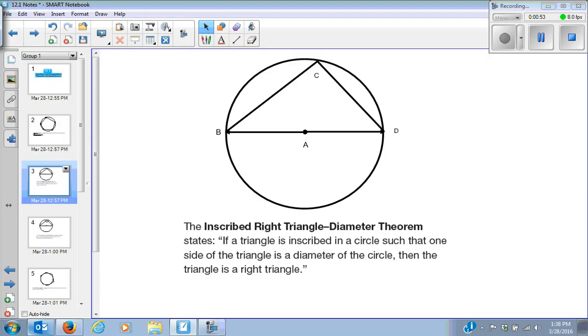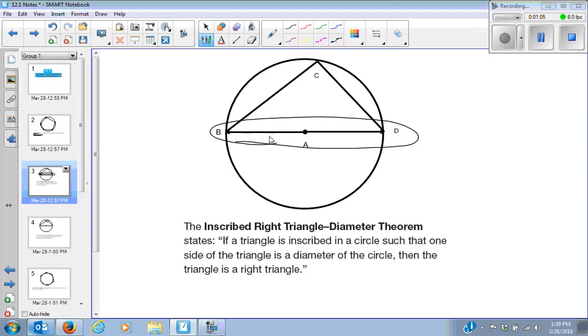So the inscribed right triangle diameter theorem says if a triangle is inscribed in a circle such that one of the sides of the triangle is a diameter, there's our diameter, then the triangle is right. So I know right here this is going to be a right triangle based on this theorem. I automatically know that is a right triangle because I know this is a diameter, because it goes through the center of the circle, which is A, and it goes to the end of the circle here, and over to this end of the circle here.